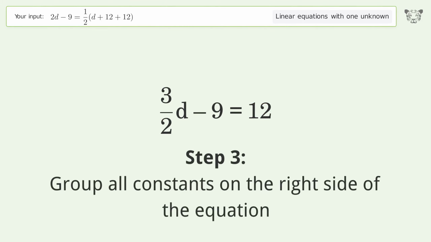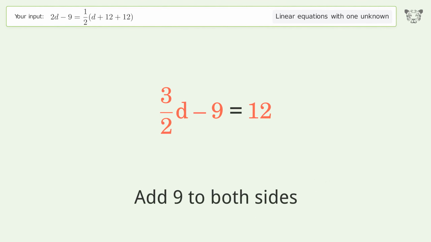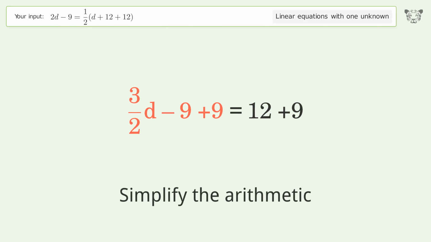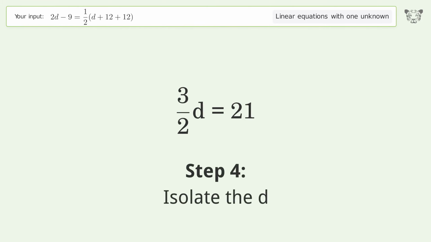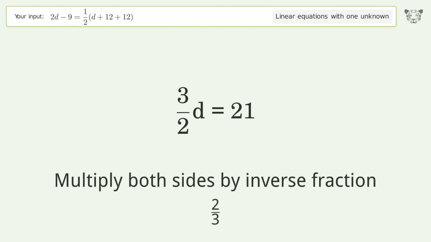Group all constants on the right side of the equation. Add 9 to both sides. Simplify the arithmetic. Isolate the d. Multiply both sides by inverse fraction 2 over 3.